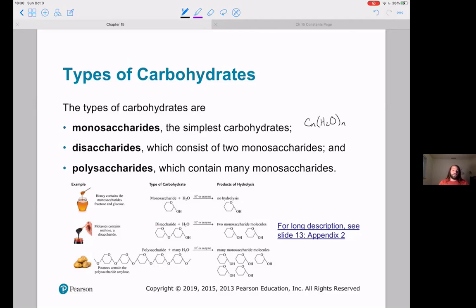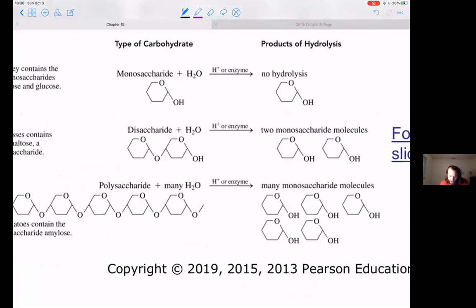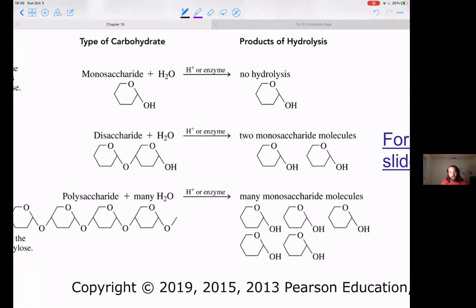And then you have disaccharides. What your body, and plants, and everything like that do is link these sugars together. A disaccharide is just two monosaccharides linked together. A polysaccharide is more complex than that. It's a bunch of individual sugar molecules, or individual monosaccharides, linked together. If we look here, you can't hydrolyze a monosaccharide any further. It's just broken down into its simplest form.